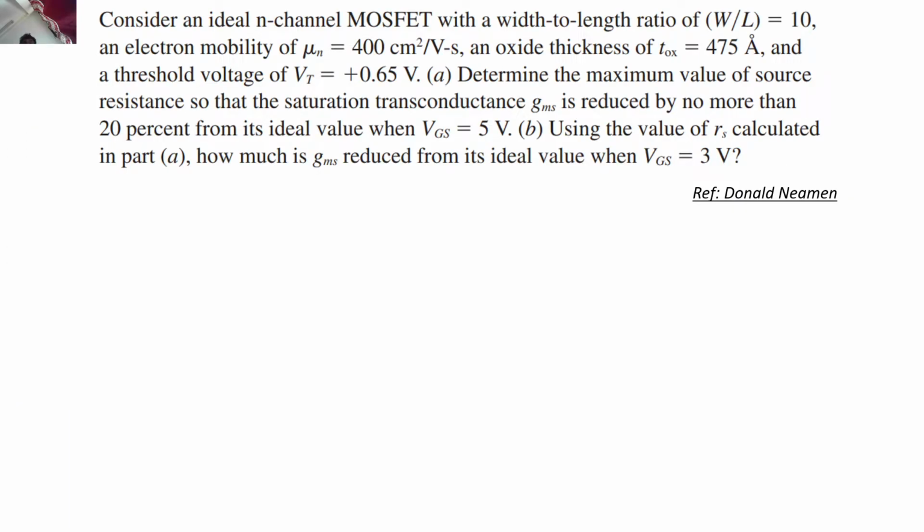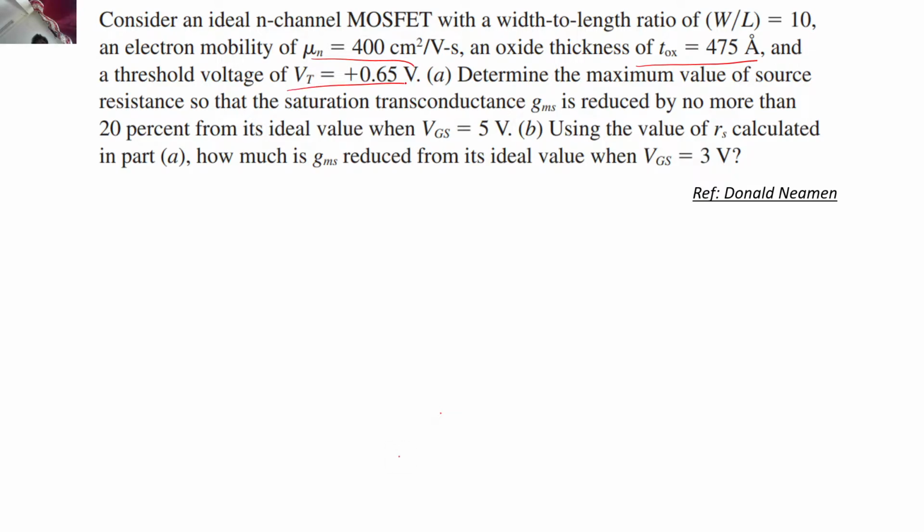Now the concept of transient frequency is over. So we will move on to some good numericals. So now in this numerical, let's see what they are asking. Consider an ideal N-channel MOSFET with a width to length ratio of 10. Electron mobility has been given, oxide thickness has also been given, and the threshold voltage has also been given, right?